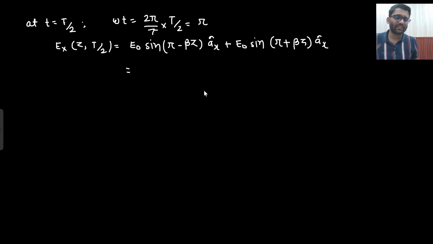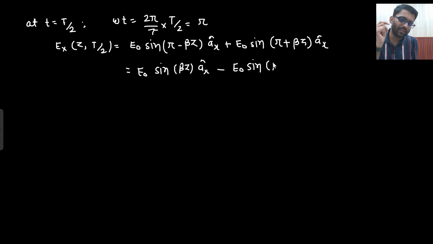What is sine pi minus theta? That is second quadrant, so it would be positive. So E naught sine beta z. These we have already seen in the basics. In the first lecture of vector algebra, we saw all these things, right? How to write down these expressions, pi plus theta. So pi plus theta will be in third quadrant. Third quadrant sine is negative. So E naught sine beta z.